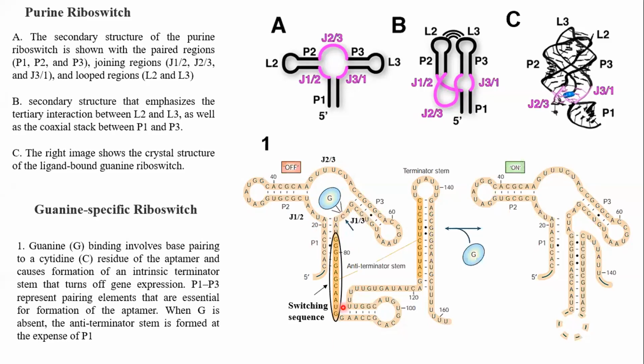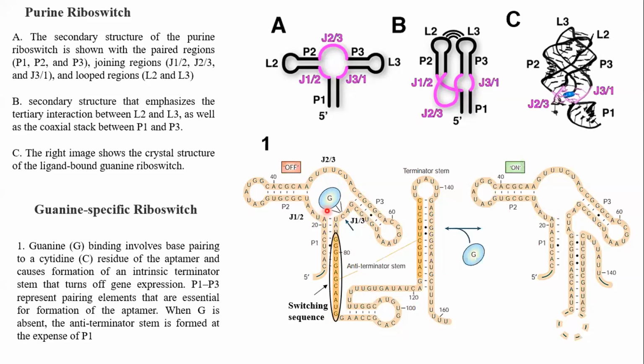And below, this is the switching sequence. Now you can see this is reversible. So this is a terminator stem and this is an anti-terminator stem. When the ligand is present, see, the riboswitch is off. That means the gene is off. It is giving the off signal because it is forming a terminator stem. And this is a switching sequence. You can see the same sequence forming the terminator stem as well as the anti-terminator stem.